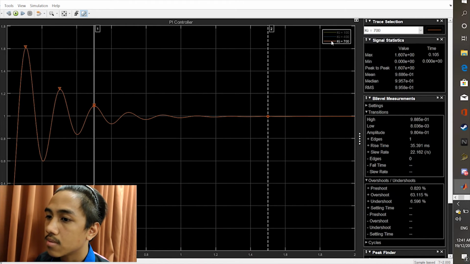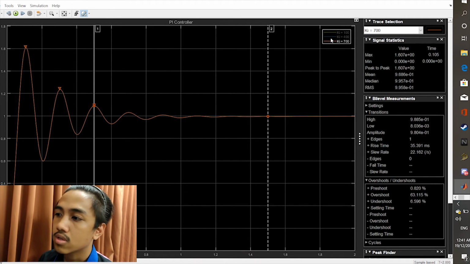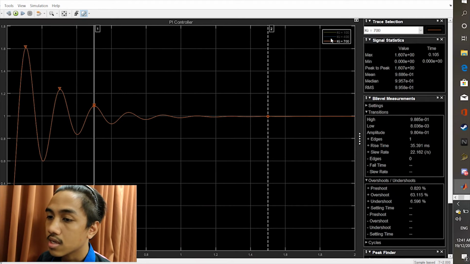Other than that, in the PI control, the integral can increase the overshoot percentage, depending on the value. So if the KI value, the integral value, is higher, then the overshoot percentage will increase. If the KI value is lower, the integral value is lower, the overshoot percentage is lower.